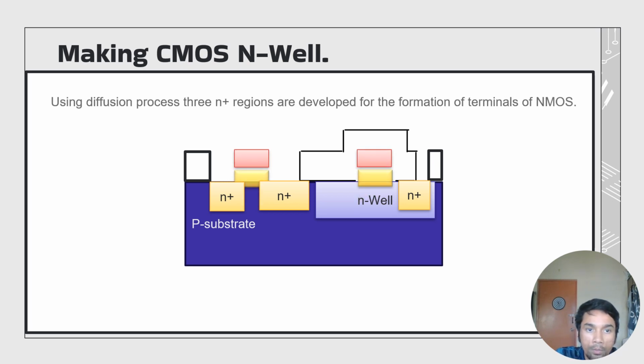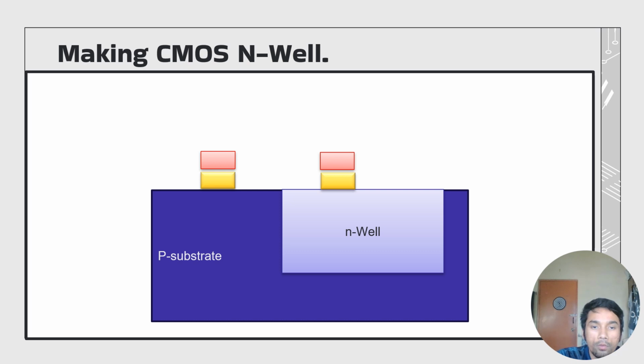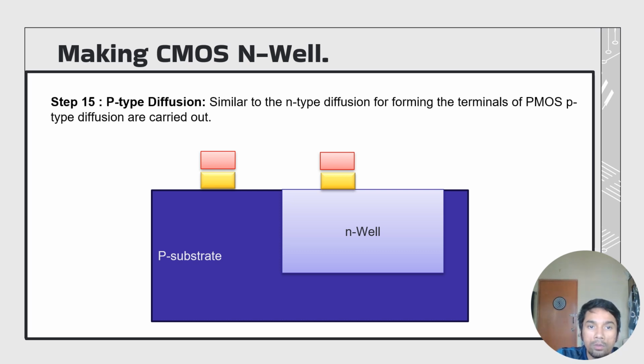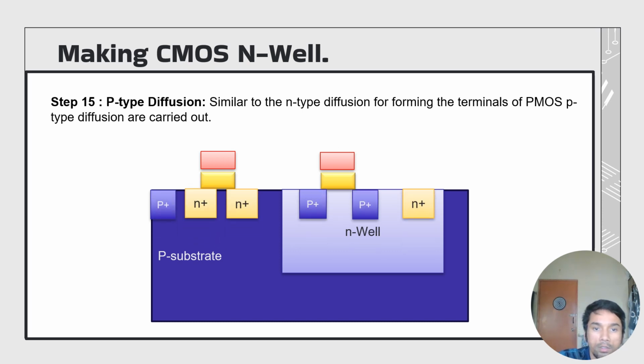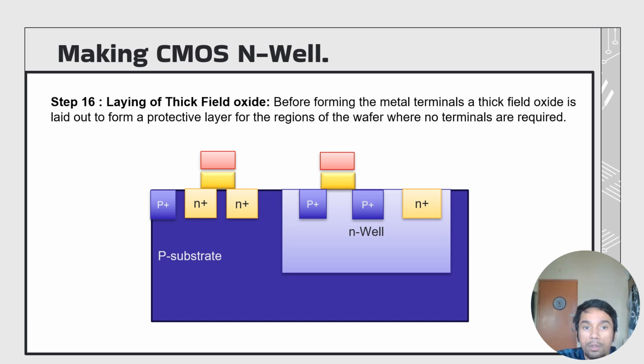By using the diffusion process, 3 N-plus regions are developed for the formation of terminals of NMOS, as we can see here. Step number 14, the oxide layer is stripped off. Step number 15, we perform P-type diffusion. Similar to the N-type diffusion, for forming the terminals of PMOS, P-type diffusions are carried out, as seen over here. Step number 16 is laying of the thick field oxide. Before forming the metal terminals, a thick field oxide is laid out to form a protective layer for the regions of the wafer where no terminals are required.